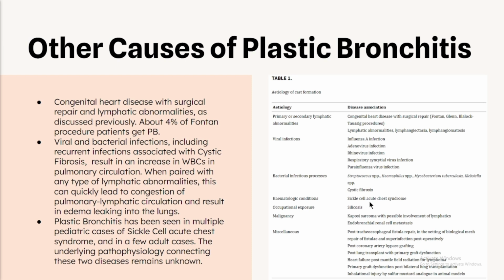But anyway, sickle cell acute chest syndrome, there was an abnormally high percentage of patients with this disease that got plastic bronchitis. However, they do not know why it is linked to sickle cell acute chest syndrome. That was just an interesting side note.